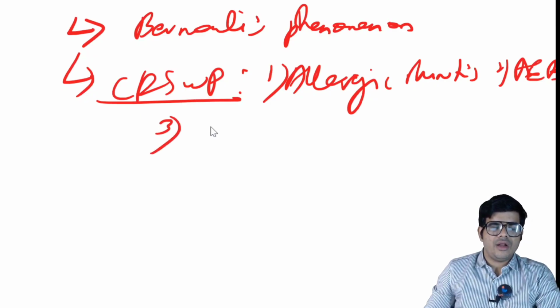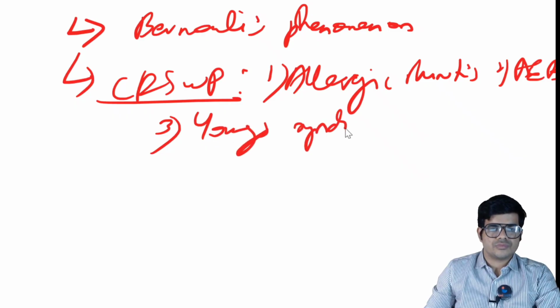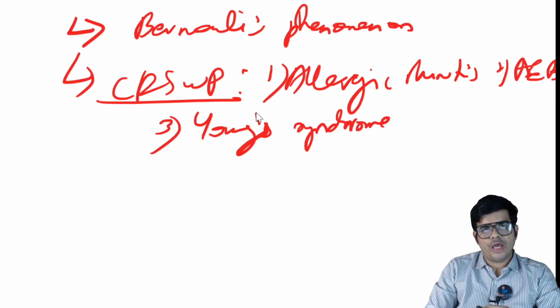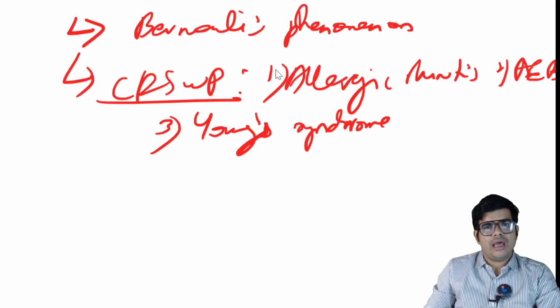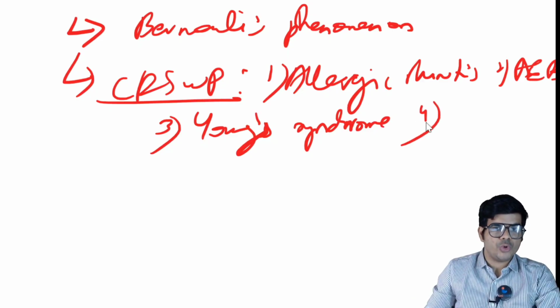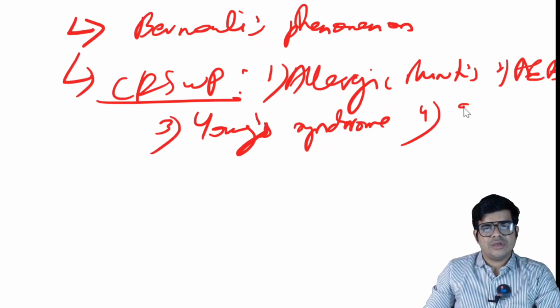And then what did we learn? Young syndrome. Young syndrome is one condition where there is azoospermia along with nasal polyposis, and along with that you will be having bronchiectasis, right? Bronchiectasis. And of course, when there are other systemic manifestations like myocarditis, peripheral neuropathy, in that case, you have to think about EGPA, eosinophilic granulomatosis with polyangiitis.